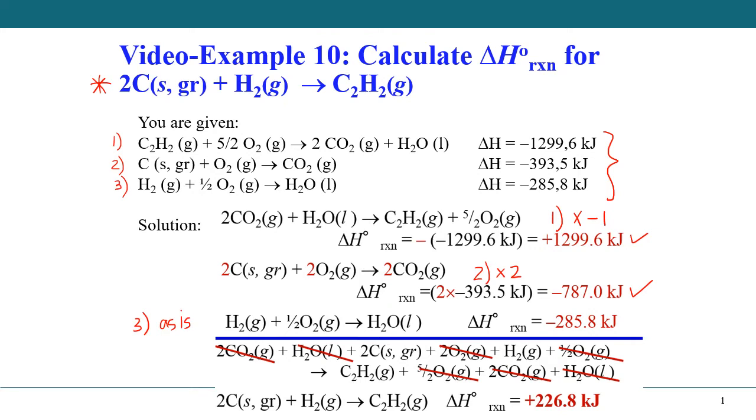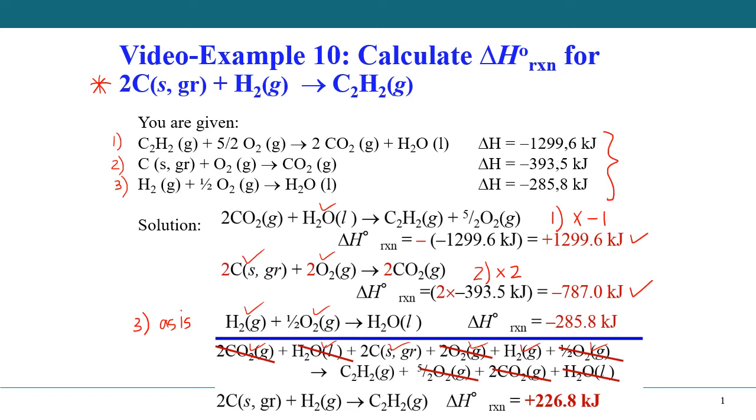We can then add everything together. So we take everything that's on the left. This will be the carbon dioxide, the water, the carbon, the 2 oxygens, the hydrogen, and the half an oxygen. That'll all be on the left hand side. So we've got 2 CO2 down here, water liquid, 2 carbons, 2 oxygens, hydrogen, and half an oxygen all on the left hand side.